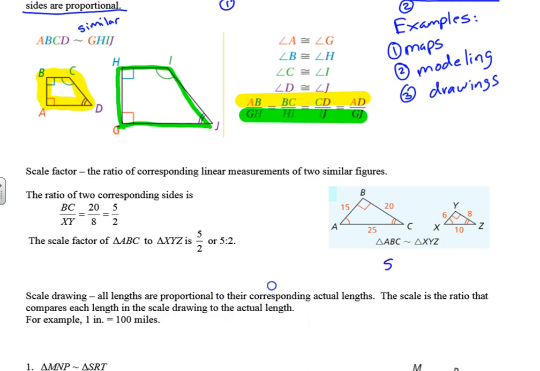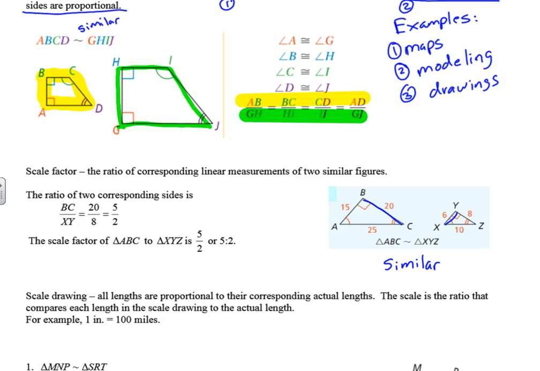Board's being a little funky today. So triangle ABC is similar to XYZ. So notice side BC corresponds to side XY. So what we're looking at here again is the order of these letters. So BC over XY is 20 to 8, or 5 to 2.